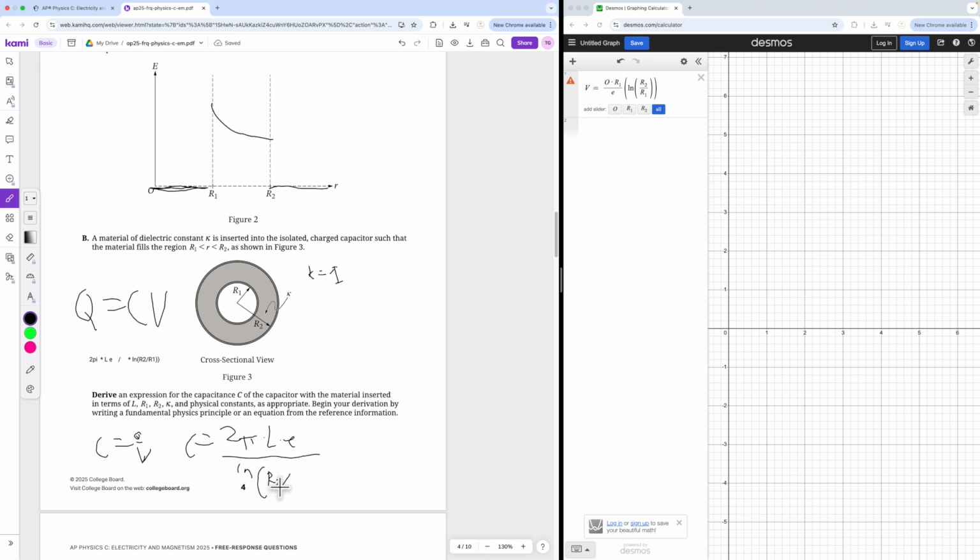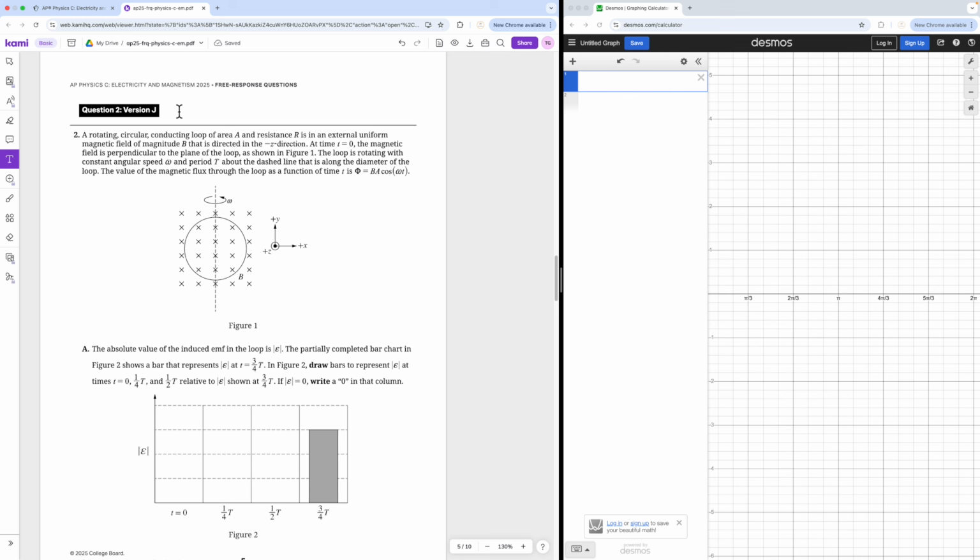So R2 over R1. But we're missing something here. That's right, you have to multiply the dielectric constant over here. So let me try my best to draw that. And there we go. That's the answer for your derivation. You have L, you have R2, you have R1. You have your physical constants, and you have the dielectric constant here. Actually, this should be epsilon, there we go. And that's your answer for part B of question 1.